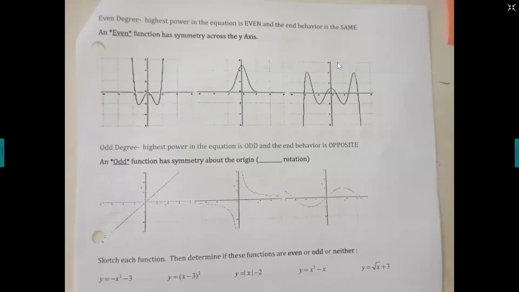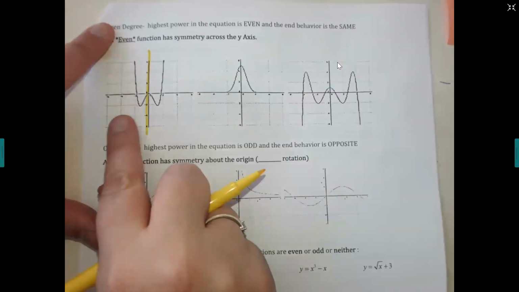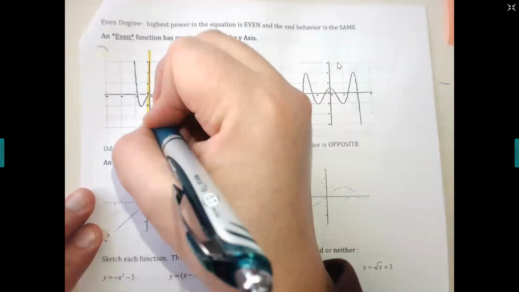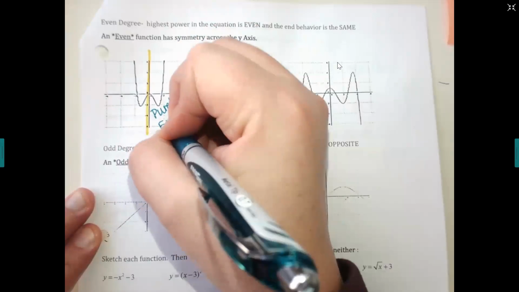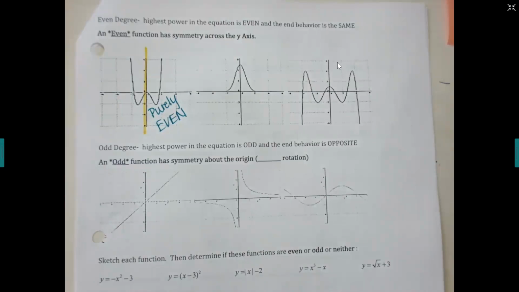If it is even, purely even, okay, read this, you have to have symmetry across the y-axis. So look at this first graph. If I look at the y-axis right here, do you see how both sides match? Yeah. That makes it even, not even degree. It is also that, but it's purely even. Okay, and if it's purely even, then both sides have to be identical. It is also even degree, okay, but purely even means both halves match. Same thing here, same thing here. We get it? Okay. Come down to odd.